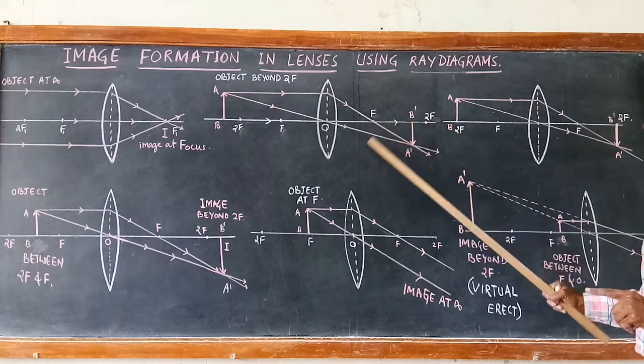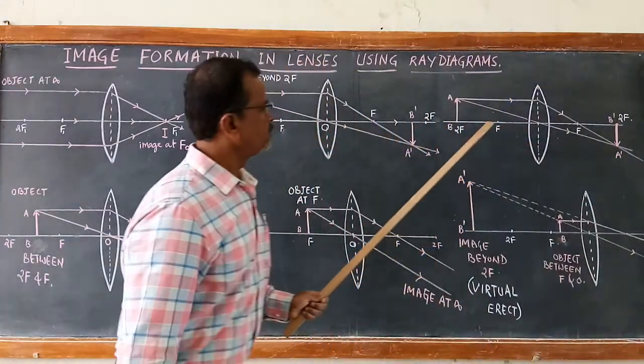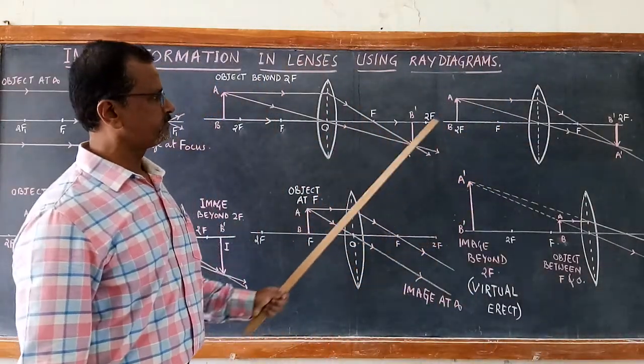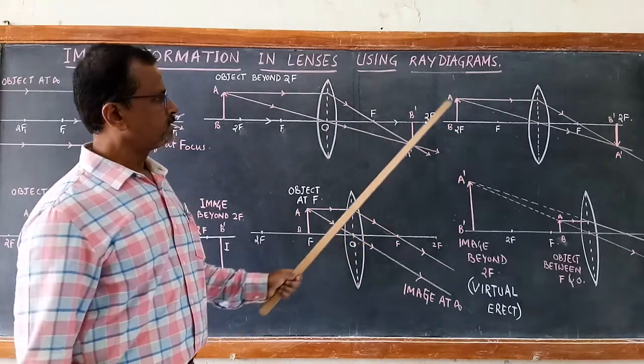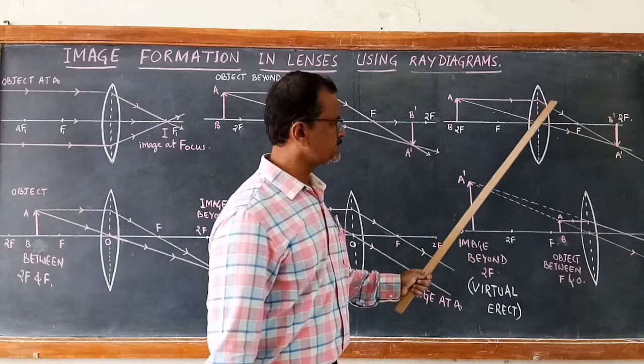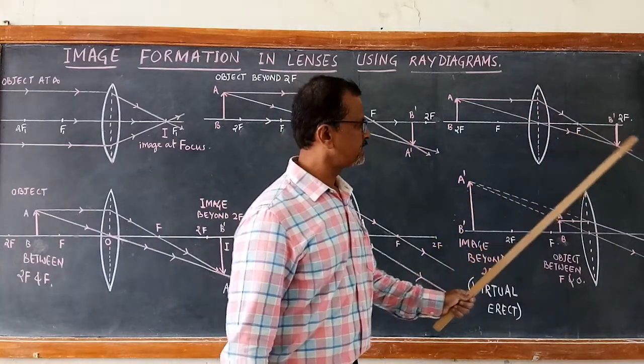This is the second one. Now you see the third one. When the object is kept at 2f, look at the object AB. Now it is kept at 2f. One ray parallel to the principal axis. After refraction, it passes through the focus, extend it.